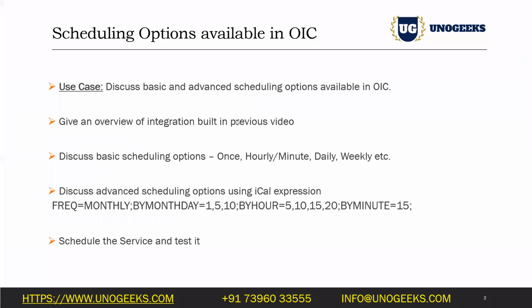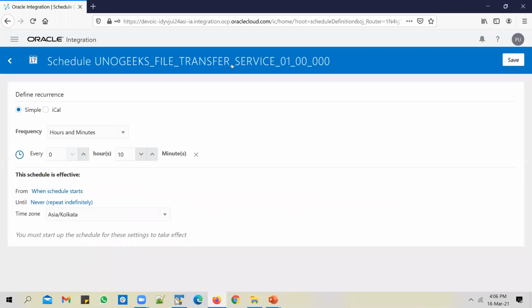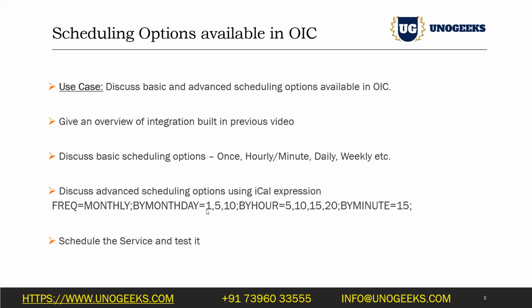What is that advanced scheduling requirement? Let me give you an example. Say I've built this service, and the client has told me that this service needs to run on the 1st, 5th, and 10th of every month. And on these dates, on the 1st, 5th, as well as 10th, this service should get triggered 4 times in a day. It should get triggered at 5:15 in the morning, 10:15 in the morning, 3:15 in the afternoon and 8:15 in the evening.